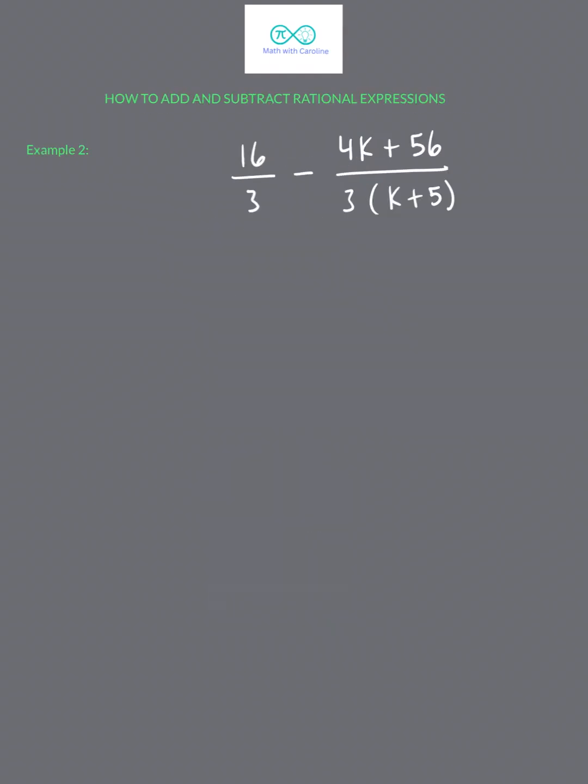Here's our second example. Now again, since we're subtracting, we need a common denominator. This has already been factored for you, so you can see that the denominators already have a 3 in common, and so this one needs the k plus 5 factor. So we're going to multiply the numerator and denominator by the quantity k plus 5.